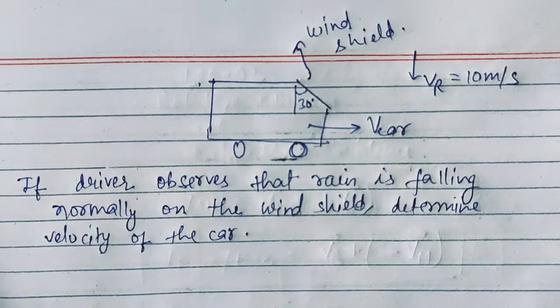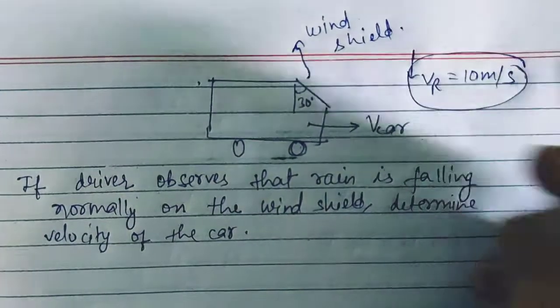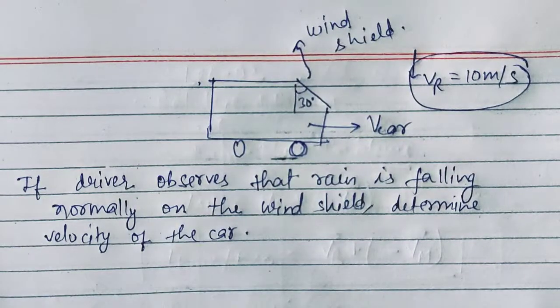So let's see the next question. Here you have one car which is moving ahead, and the velocity of rain is given to be 10 meter per second, falling downward. If the driver observes that rain is falling normally on the windshield, you have to find the velocity of the car. So what actually do you have to do here?